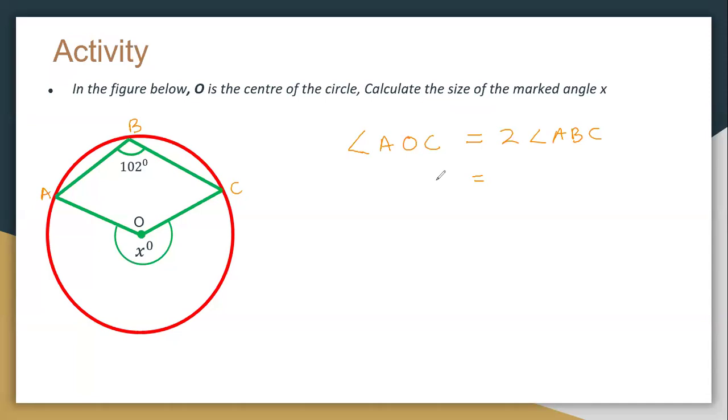Meaning X is equal to 2 times 102. Where I get X as 204. And you got your answer as 204 degrees. Okay, that is very correct.